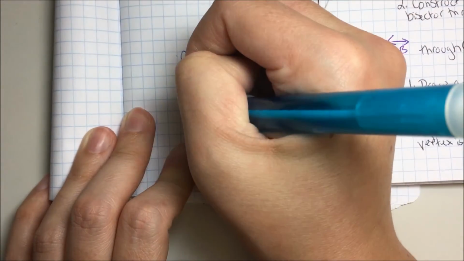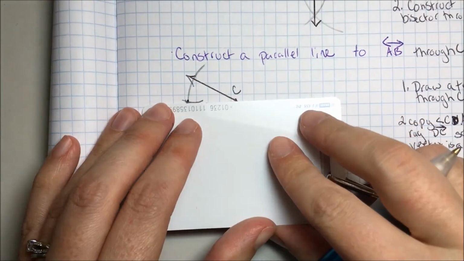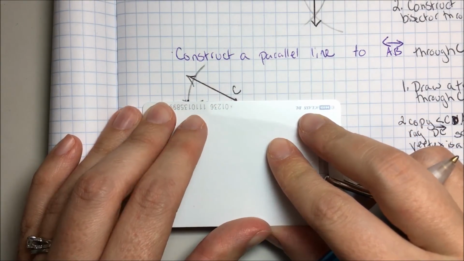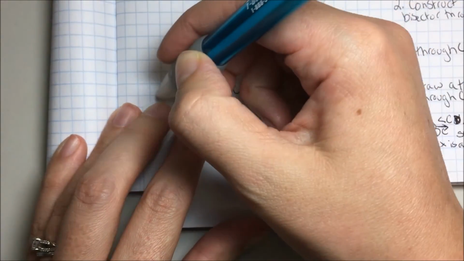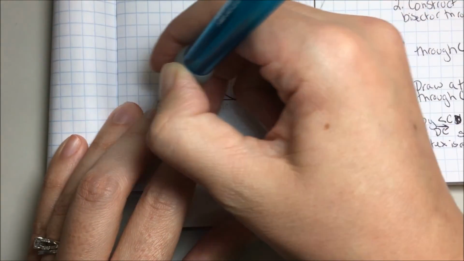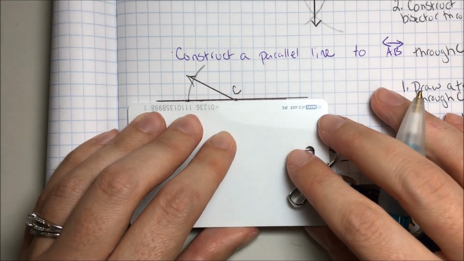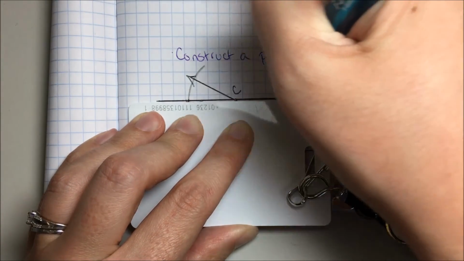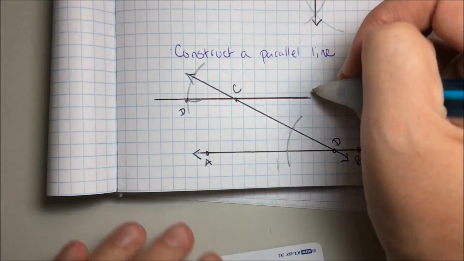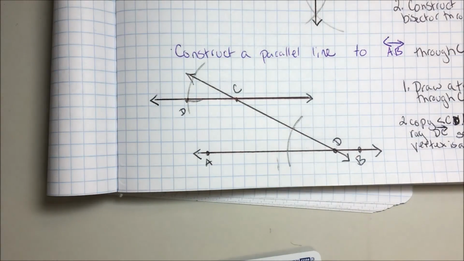So now, call that point D, I'm going to make line CD, and if I did this right, it should be pretty close to parallel. It's a little bit off there, isn't it? Pretty close to parallel with my original line. So there we go. So that's how you construct a parallel line.